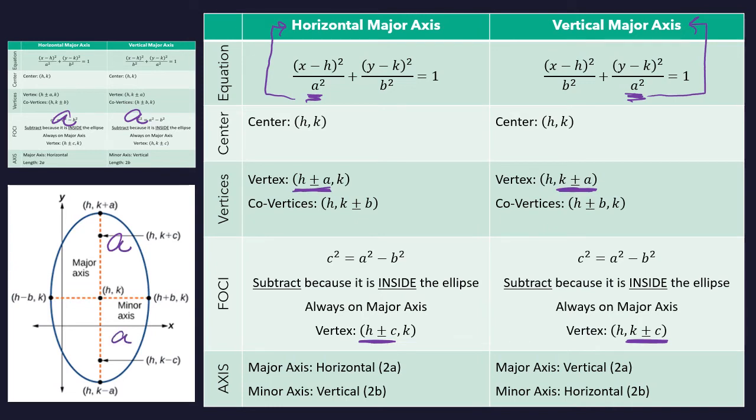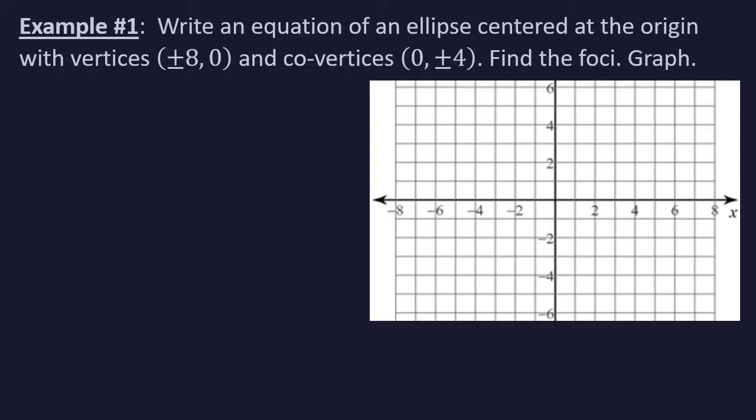And then B is your minor axis, and here B is your minor axis. All right, moving on. So we're going to write the equation of an ellipse centered at the origin. So I have vertices at -8 and +8, and I have co-vertices at 4 and -4.